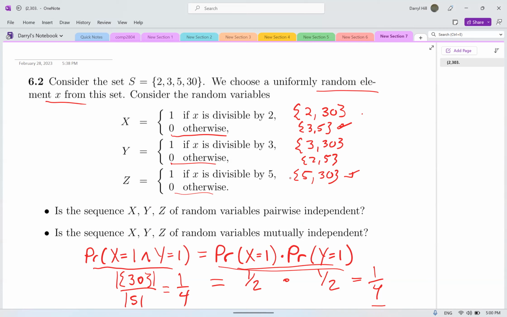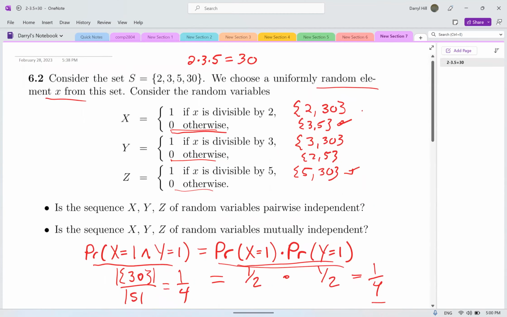Do we have such a number in our set? Right, so 30, if I look at all the prime factors, it's 2 times 3 times 5. So that's divisible by all 3. 2, 3, and 5, well, they're each divisible by themselves. So if I wanted a number that's not divisible by 2, 3, or 5, that's going to be empty, right? There's no such number in that set F.